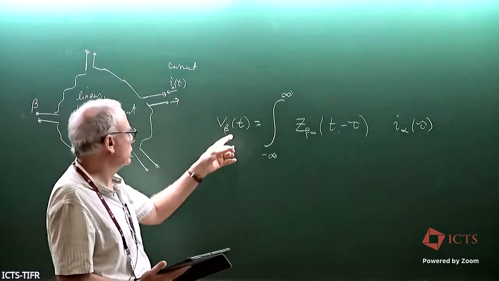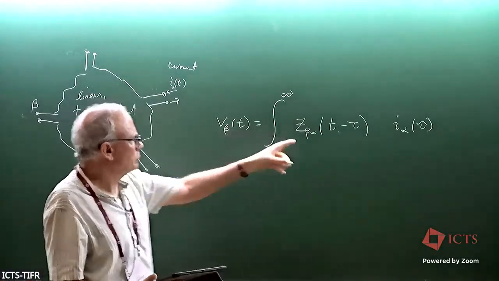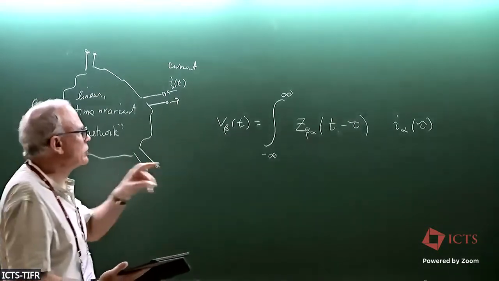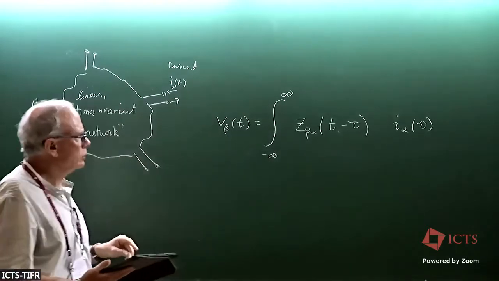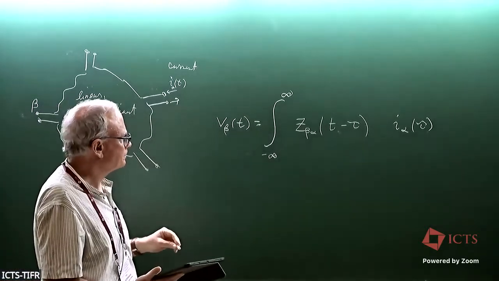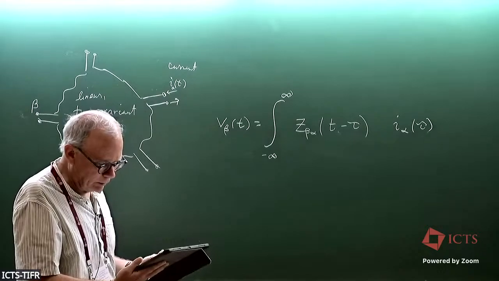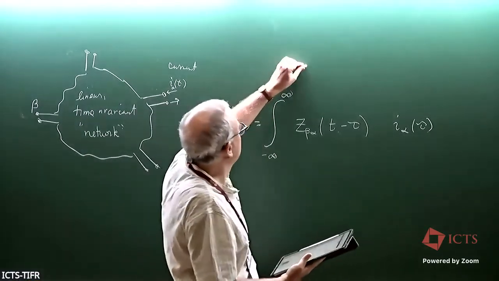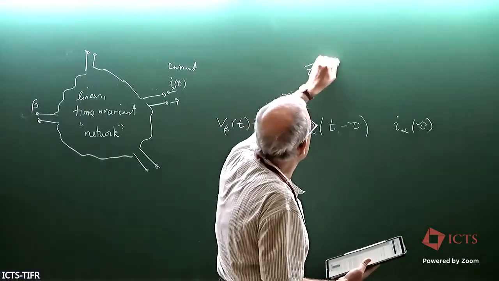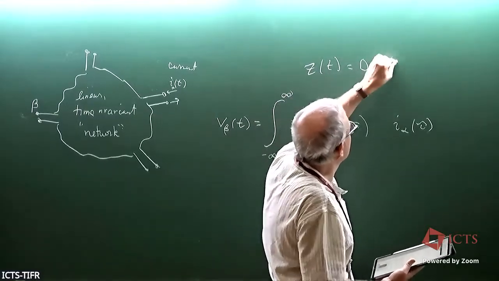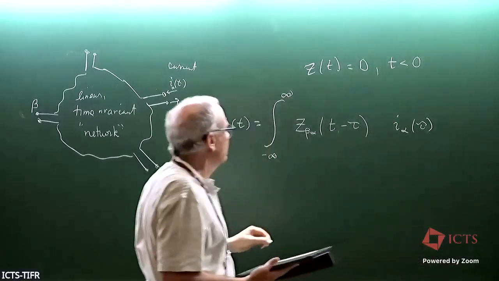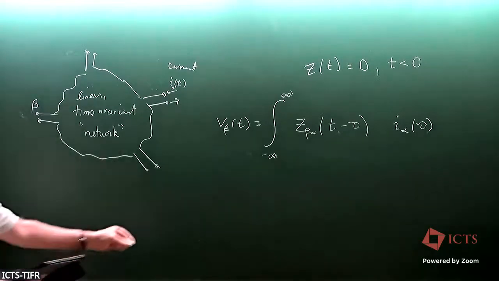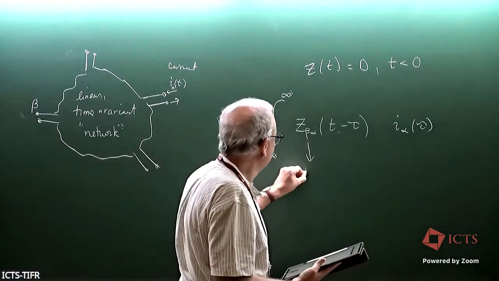Causality will say that voltages can't start appearing until currents have appeared. And that makes this impedance function one-sided in time. In other words, this z of t is 0 if t is less than 0, for negative time. So it's a function that turns on, so it has this usual causal structure. Now this is the impedance matrix in time.